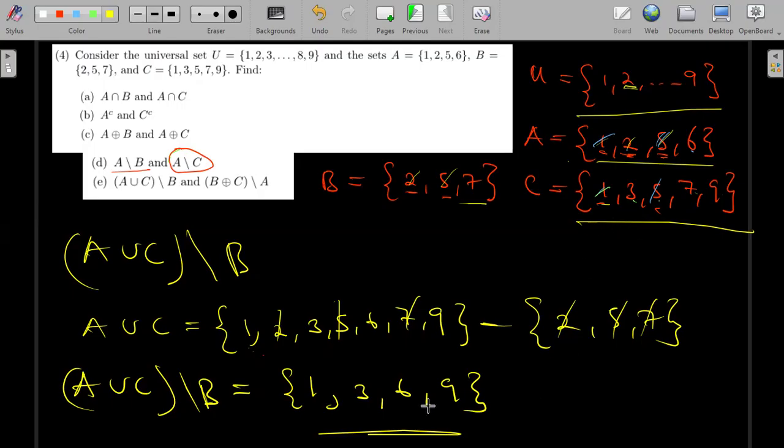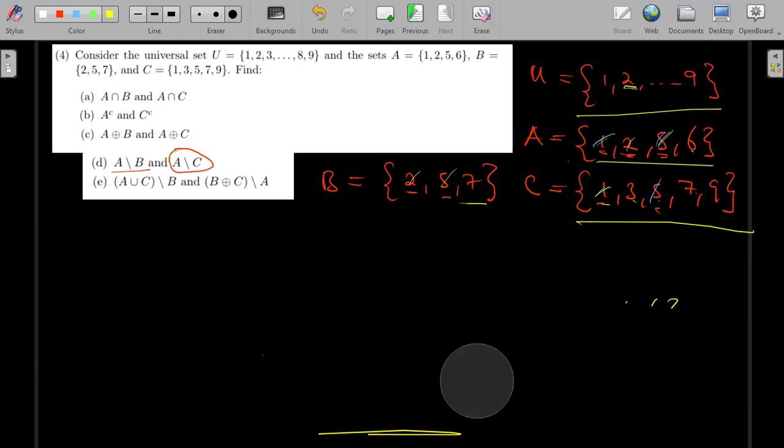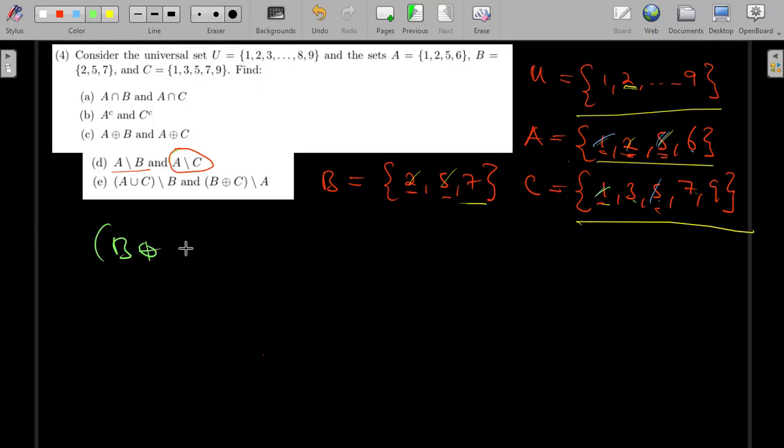Yeah. So the next one is the symmetric difference. Okay, so symmetric difference, you can see here, they're telling us first you have B symmetric difference C, then the difference with A. So let's find this first. This here we said is equal to B minus C, then union C minus B.